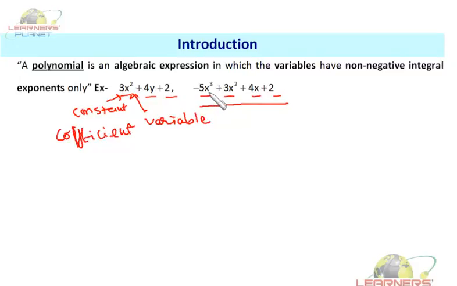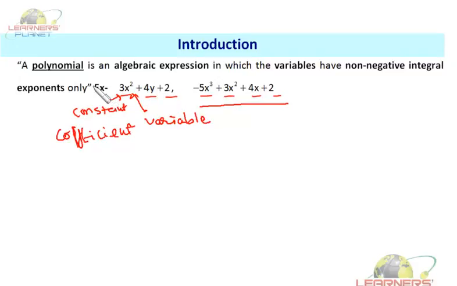Just see over here. The coefficient of x cube is -5, the coefficient of x square is 3, the coefficient of x is 4 and 2 is the constant term. So I hope you are clear with the basic terminologies of algebraic expressions, and definitely you have already done these terminologies in your previous classes. So now let's begin with the next.